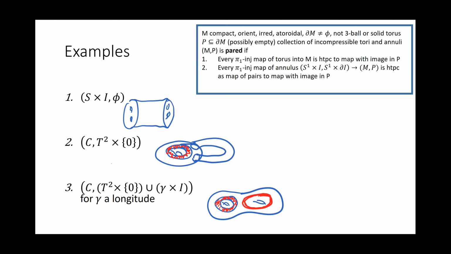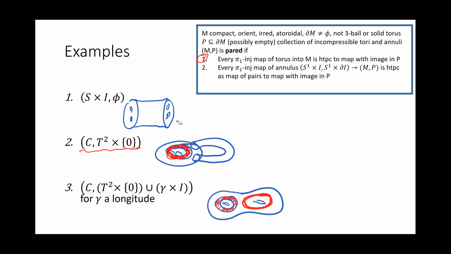I put the definition in smaller font up in the corner so that you can compare when we look at these examples. Going back to our 2 examples, we have the surface cross the interval. If you take the empty set for the pairing locus, then this is going to work. It's orientable, it's irreducible, there are no essential tori embedded in the middle. All the other elements vacuously hold. For the compression body, T2 cross the 1-handle, you have to throw the inner boundary, T2 cross 0, into the parabolic locus, otherwise it will break number 1. But if you throw it in, then you get a paired manifold.